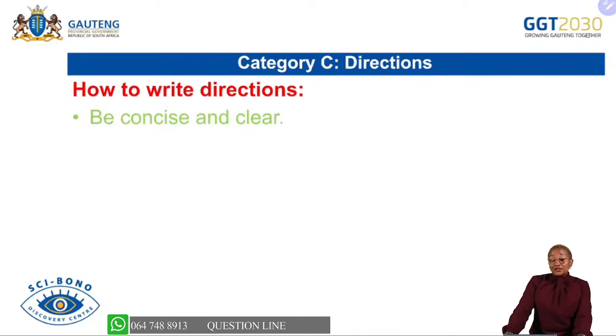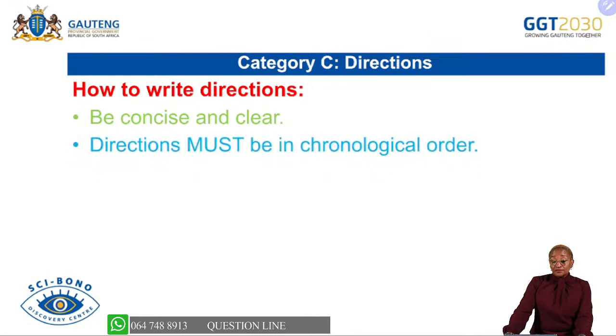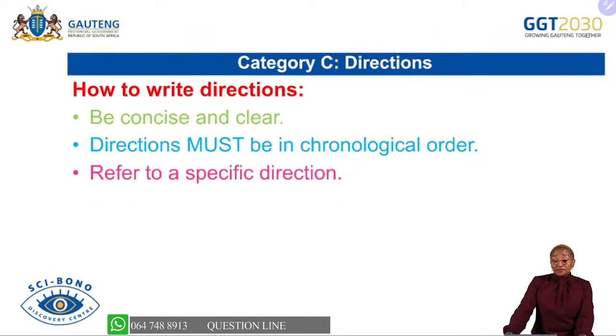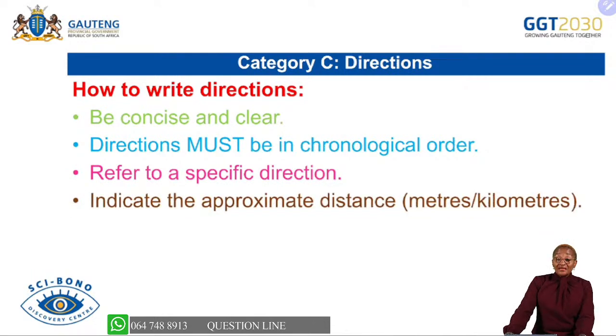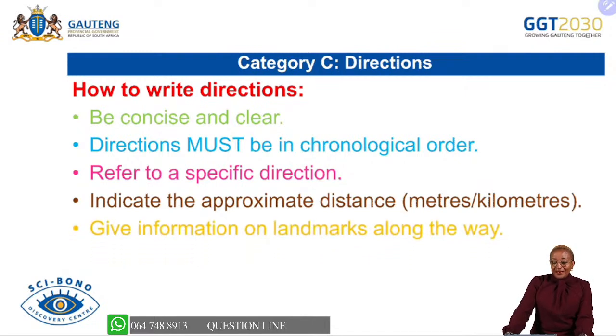Let's have a look at how to write directions then. When you write directions, you've got to be concise and clear. Directions must be in chronological order. Refer to a specific direction. Indicate the approximate distance, and that has to be indicated in meters or kilometers. Please, we don't want to see centimeters, millimeters here. We've got to know how we measure distance. Give information on landmarks along the way.